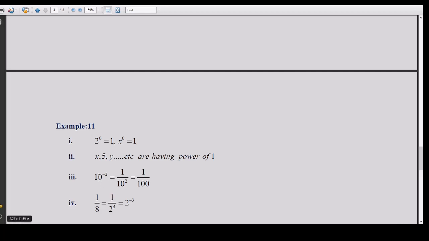Next, if 10 is raised to the power minus 2, this can be written as 1 divided by 10 to the power 2, that is 1 by 100. 1 by 8 can be written as 1 by 2 cubed, since 8 is 2 multiply 2 multiply 2. So 1 by 2 cubed. If you want to take this 2 cubed to the numerator, we'll write it as 2 to the power minus 3. Okay, all these can be written like this because of the law of exponents.